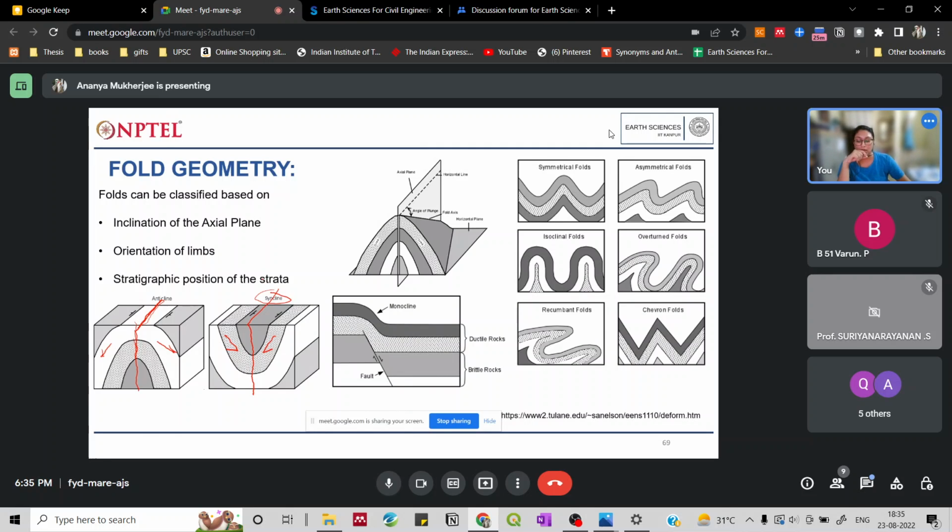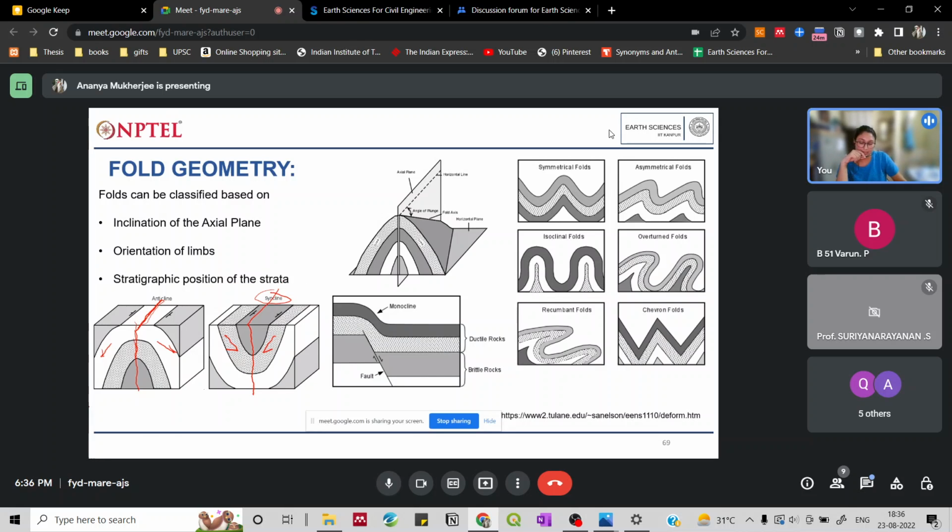Now based on the inclination of the axial plane, the inclination of the axial plane over here is vertical. So it is 90 degrees, so these are called vertical anticline, vertical syncline. You can classify it in that manner. Then orientation of limbs, I just said, if the limbs are dipping away from each other, it's an anticline. If the limbs are dipping towards each other, they are a syncline. Now stratigraphic position of the strata.